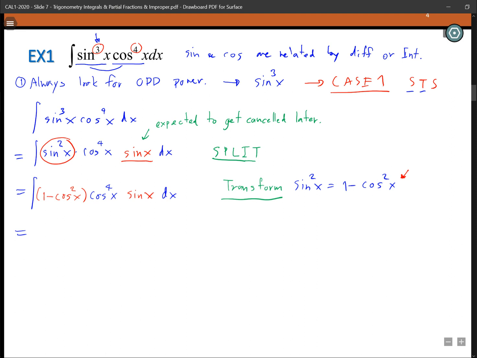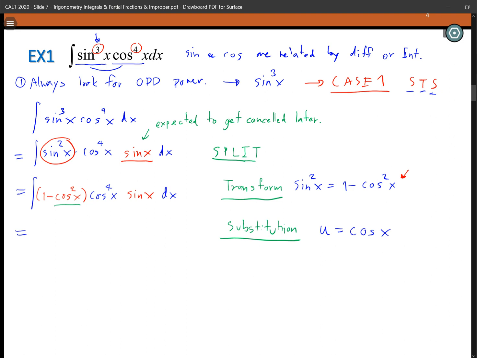Split is done, transform is done, and now the last S, which is the substitution. So we want to do substitution here. In this case, we want to substitute the new trigonometry function, which is cosine. So here we want to make u equal to cosine of x. And we want to sub this back to our integral.